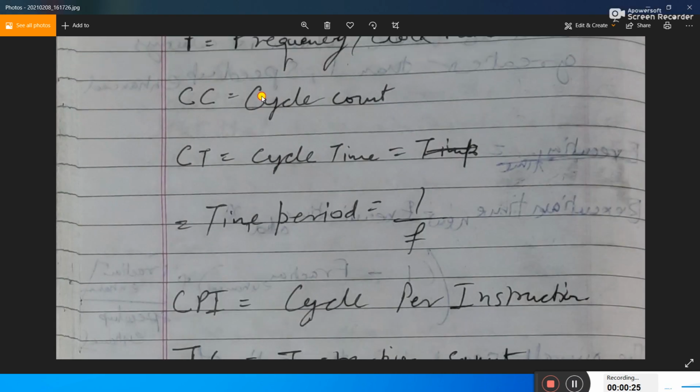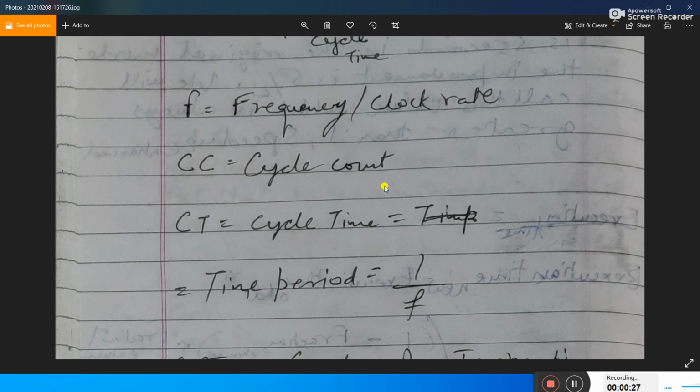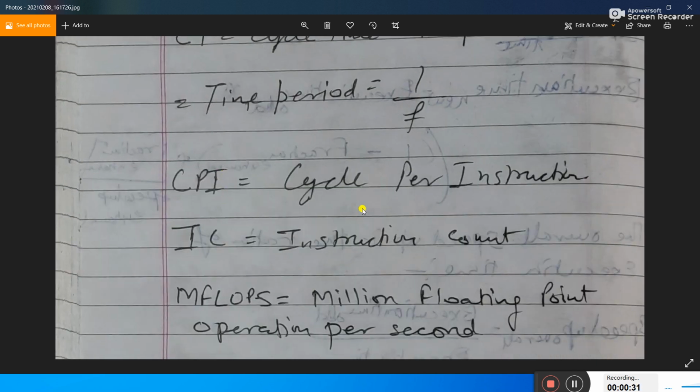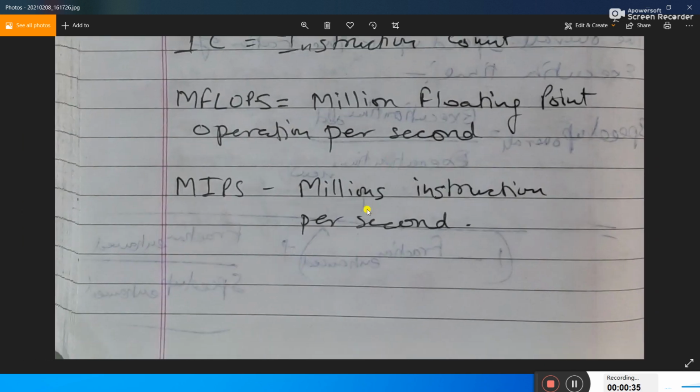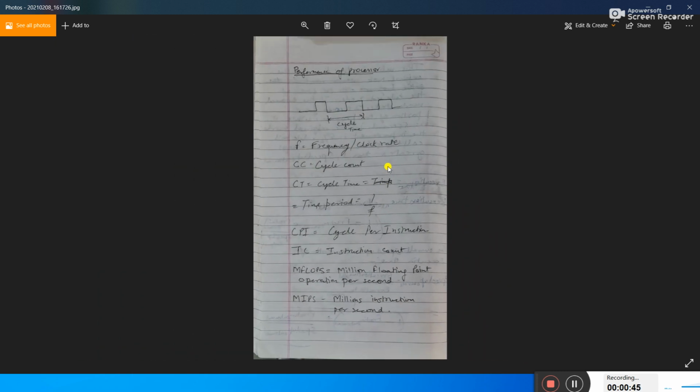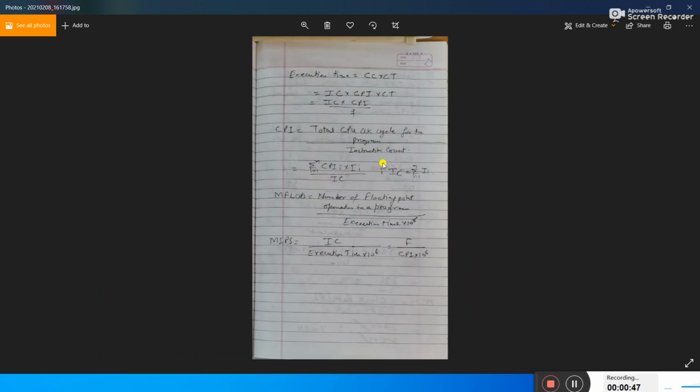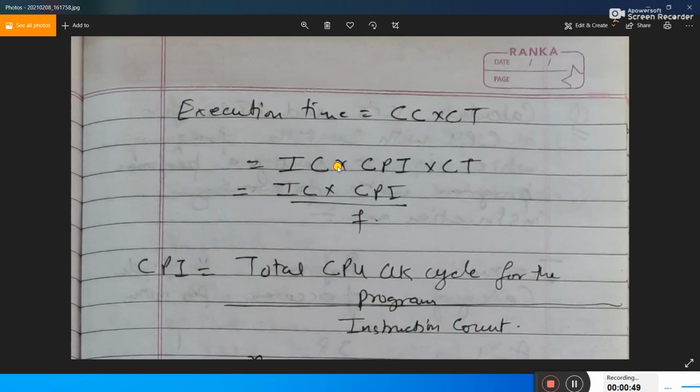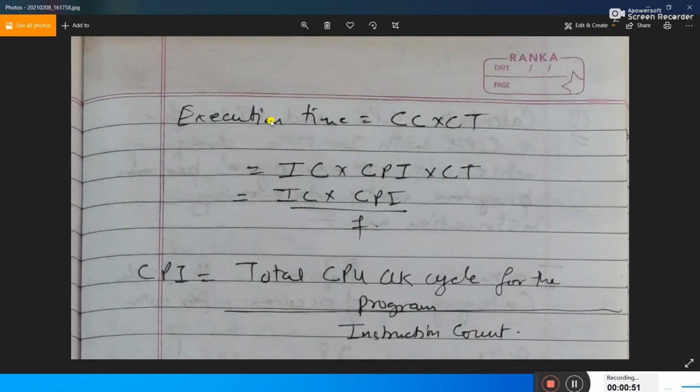The important things are cycle count, cycle time and time period. Next is the CPI, which is cycles per instruction, and then IC, which is instruction count. Sometimes the examiner may ask for MIPS or MFLOPS. So let's discuss these terms and the numericals over them. These formulas we have already discussed are important for your numerical problems.